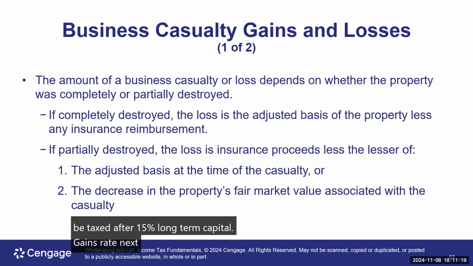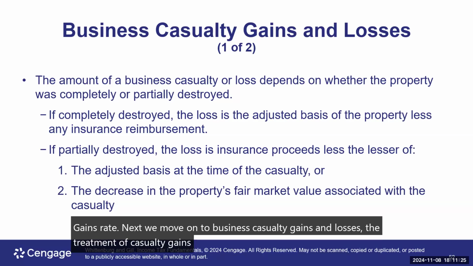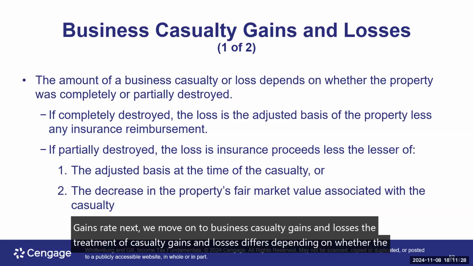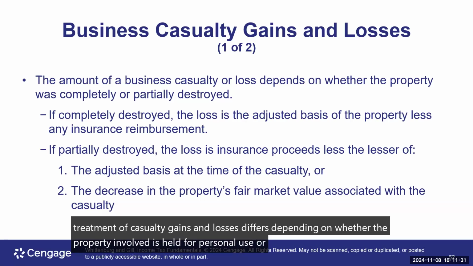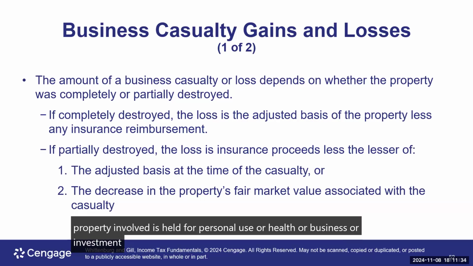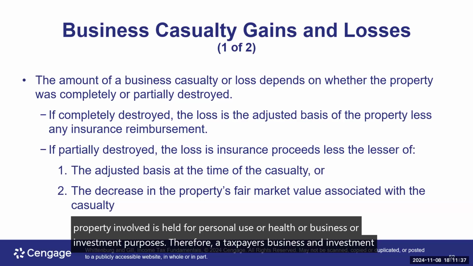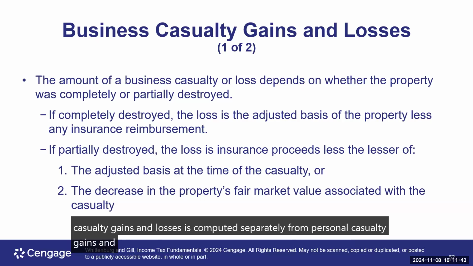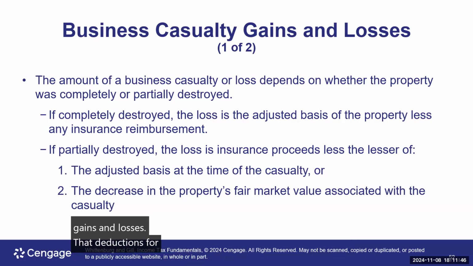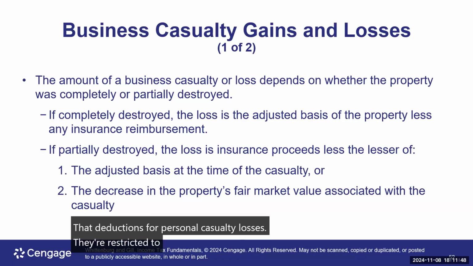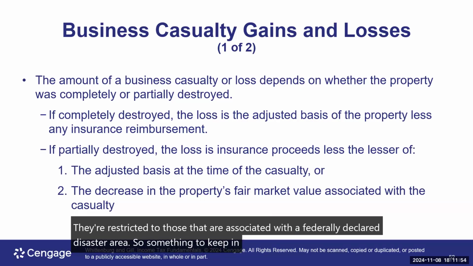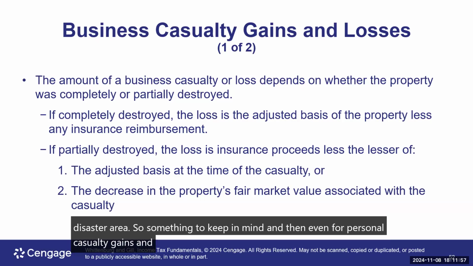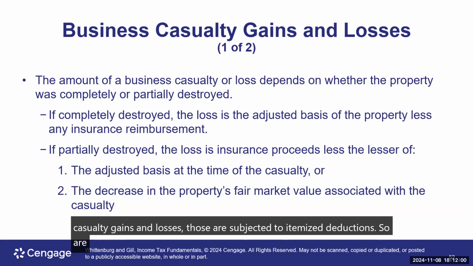Next, we move on to business casualty gains and losses. The treatment of casualty gains and losses differs depending on whether the property involved is held for personal use or held for business or investment purposes. Therefore, a taxpayer's business and investment casualty gains and losses are computed separately from personal casualty gains and losses. The deductions for personal casualty losses are restricted to those that are associated with a federally declared disaster area. So something to keep in mind. And then even personal casualty gains and losses are subject to itemized deductions. So obviously, there are some different rules.